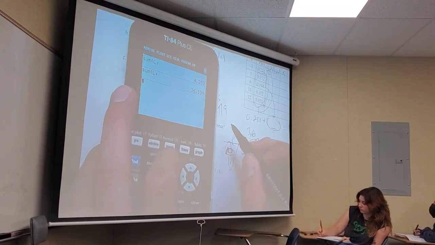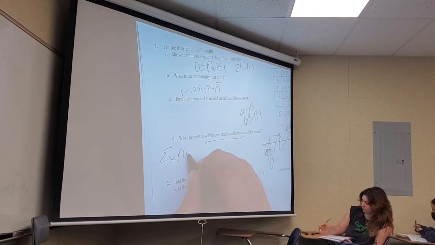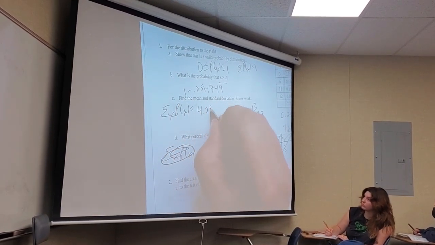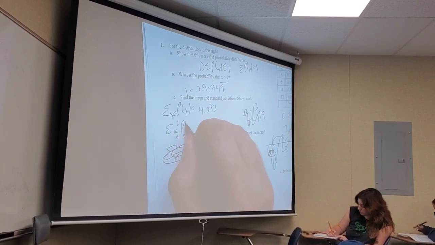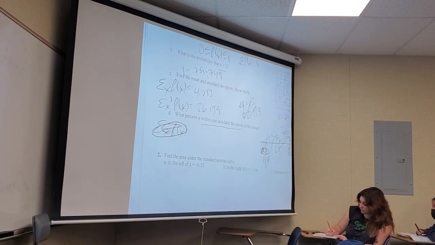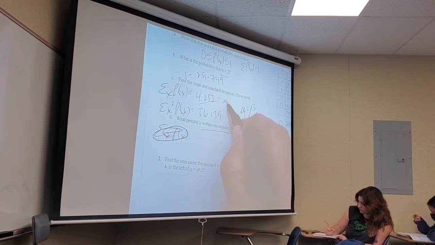So I get 4.253, that's the sum of x p of x. Oh, I'm putting it in the wrong place. 4.253, and the sum of x squared p of x is 36.139. Now what is 4.253? It's the mean.